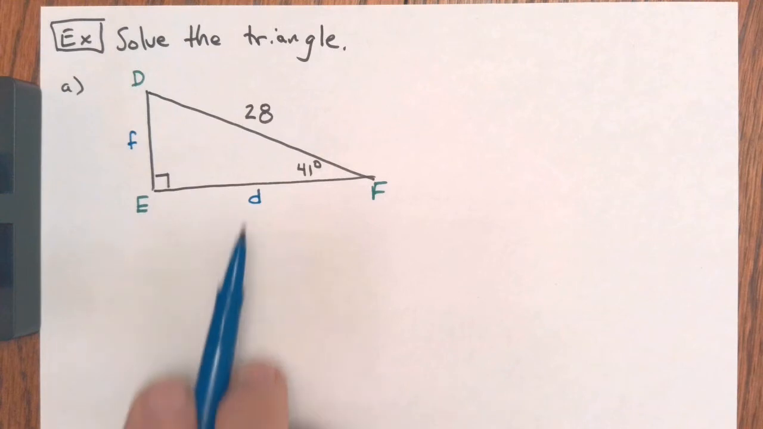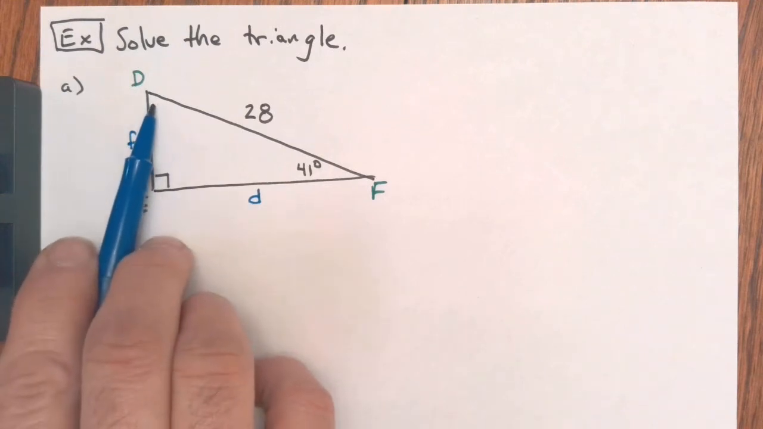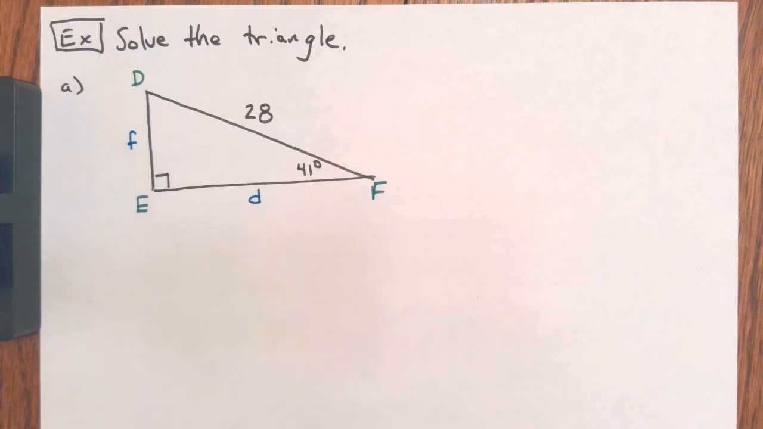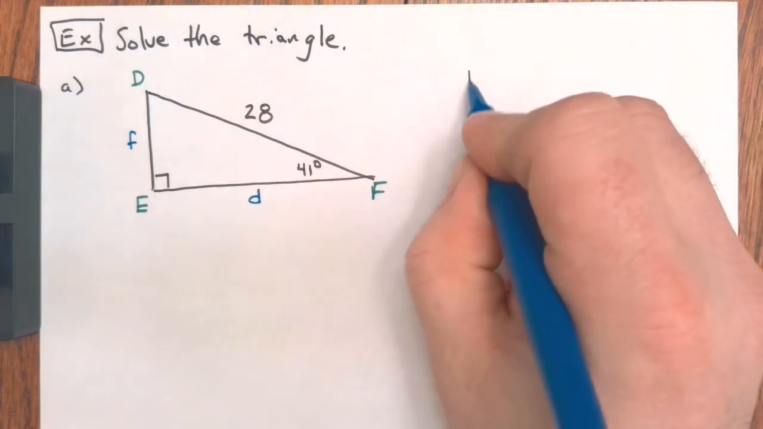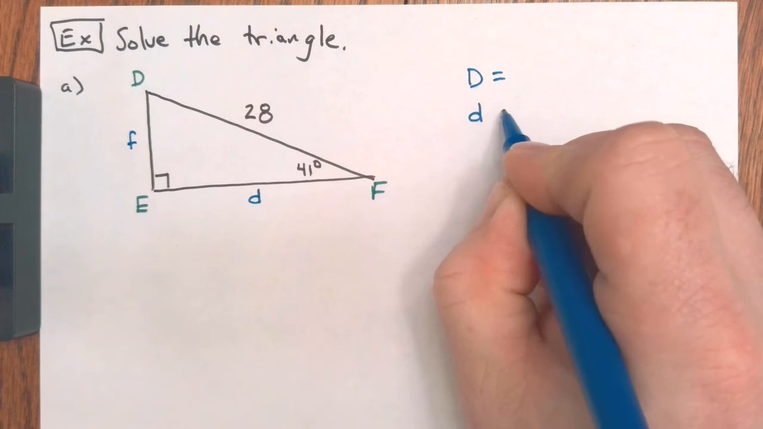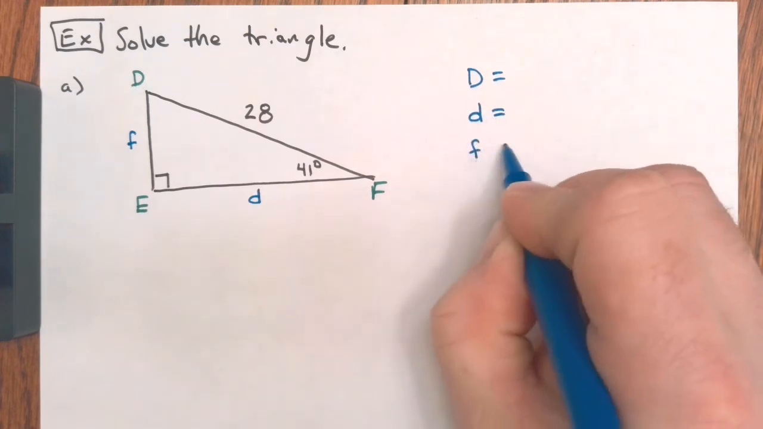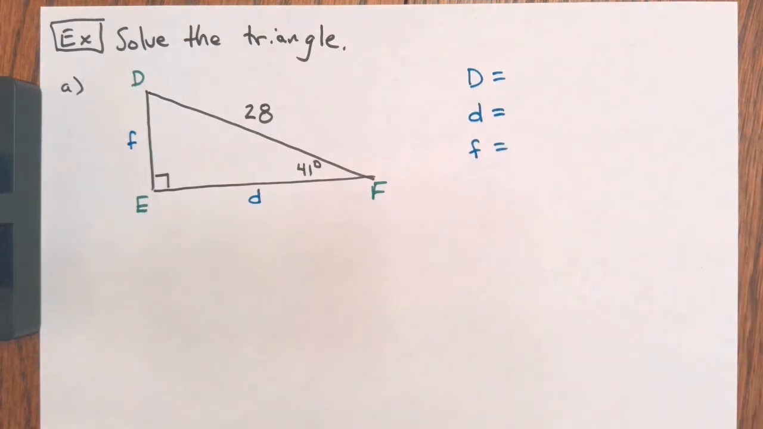What I need to find is the length of side d, the length of side f, and I need to know the measure of angle D up there in the corner. So we'll need to find angle D, capital D. We'll need to find side d, that's lowercase d, and we'll need to find side f. Those are the 3 things we'll need to find.